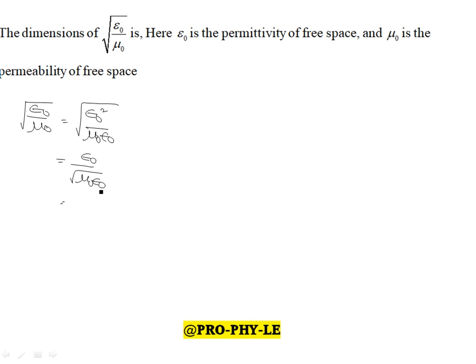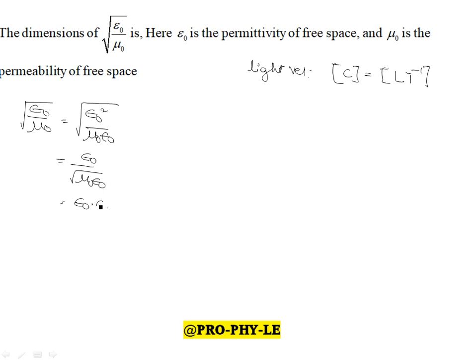1 by square root of mu naught into epsilon naught is nothing but the velocity of light, so the same equation I can write like this: epsilon naught into c. So I know the dimensions of c. Dimensions of c will be equal to L T power of minus 1, because it is velocity, light velocity. Here c is the light velocity.